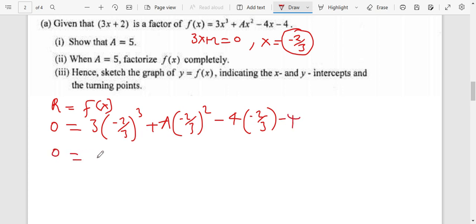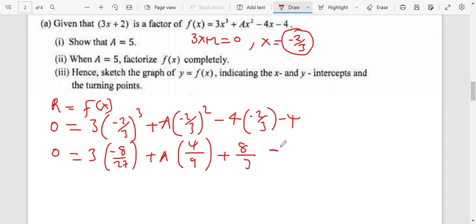So here I've got 0 is equal to 3. Negative 2 to the power 3 is negative 8. 3 to the power 3 is 27. And then plus a. Negative 2 to the power 2 is 4. 3 to the power 2, that's a 9. Negative 4 times negative 2 over 3, that is going to be positive 8 over 3. And then minus 4. Now, it's taking a bit of time to show. Okay, good. Are we together so far?